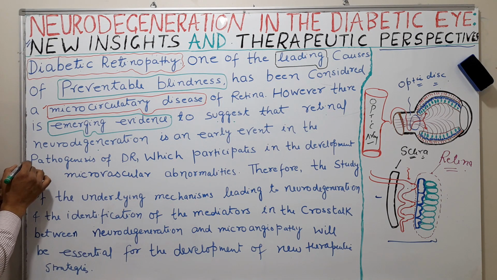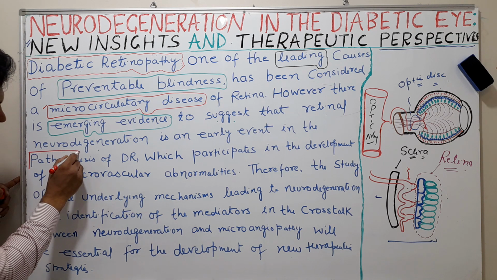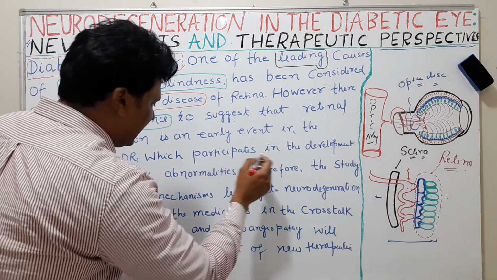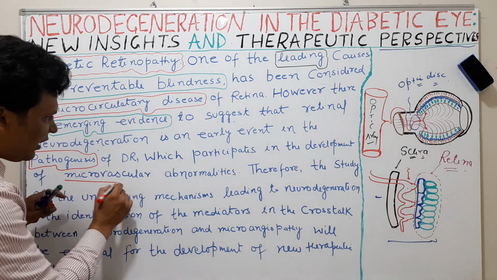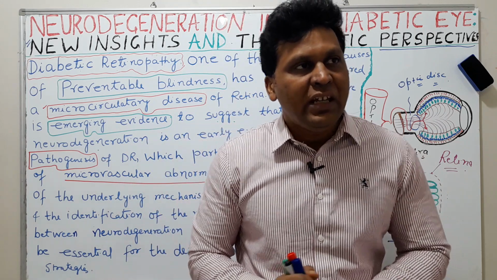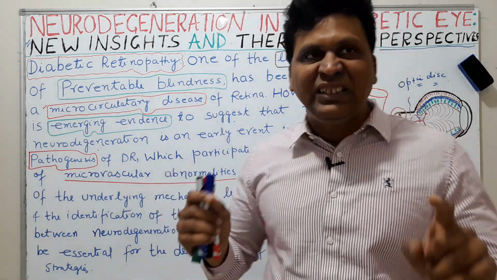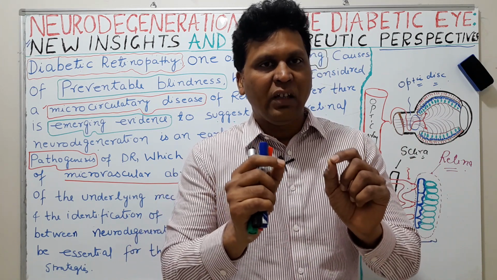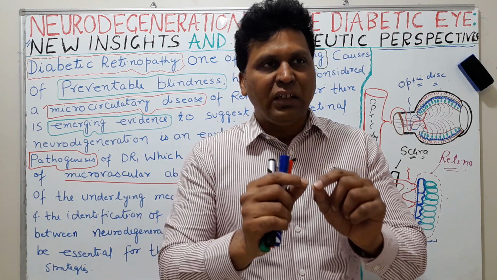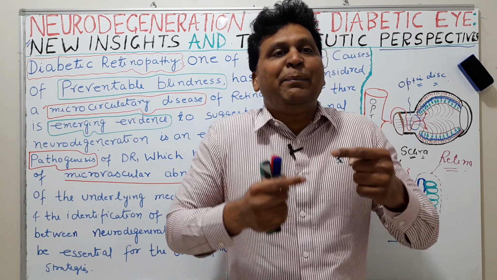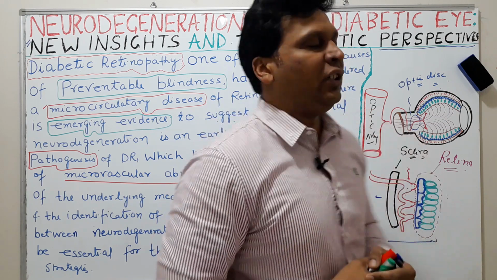What do you mean by pathogenesis? Pathogenesis means origination and development of the disease, which participates in the development of microvascular abnormalities, a problem in the blood vessel. So this line is saying, in very easy language, that damage to the nerve in the retina happens early on, and then it plays a role in the development of the blood vessel issue.